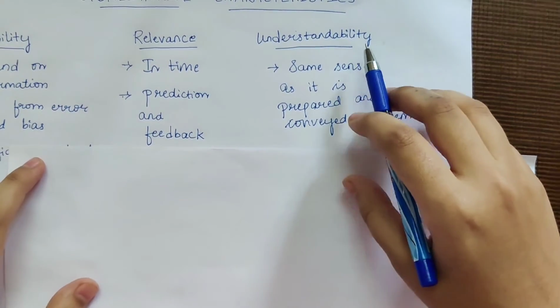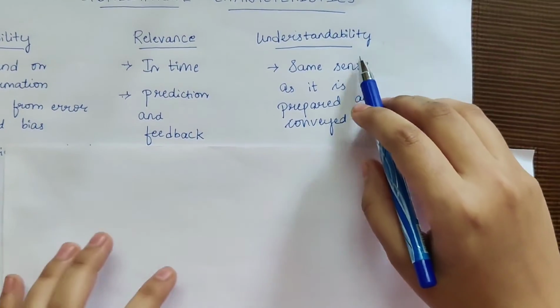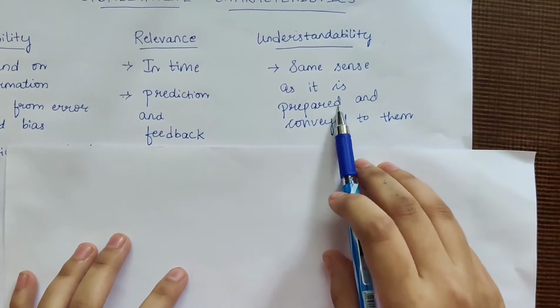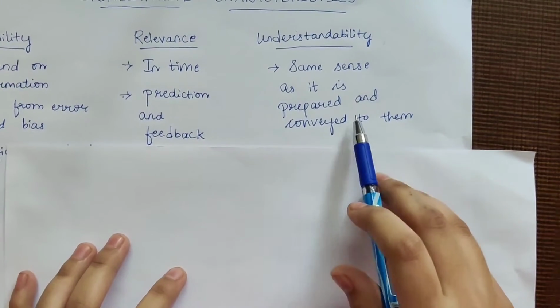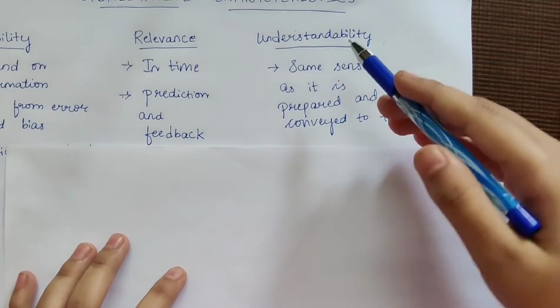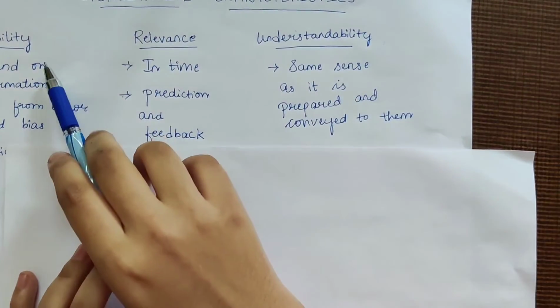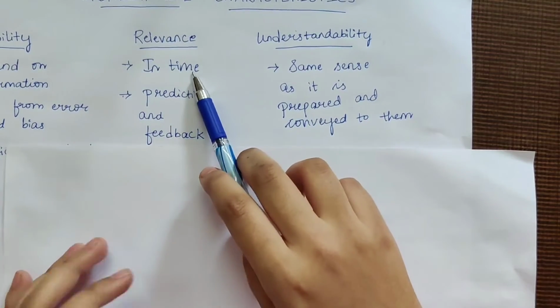So next is understandability. Understandability means decision makers must interpret accounting information in the same sense as it is prepared and conveyed to them. The accountant should present the information in the most intelligible manner without sacrificing reliability and relevance.